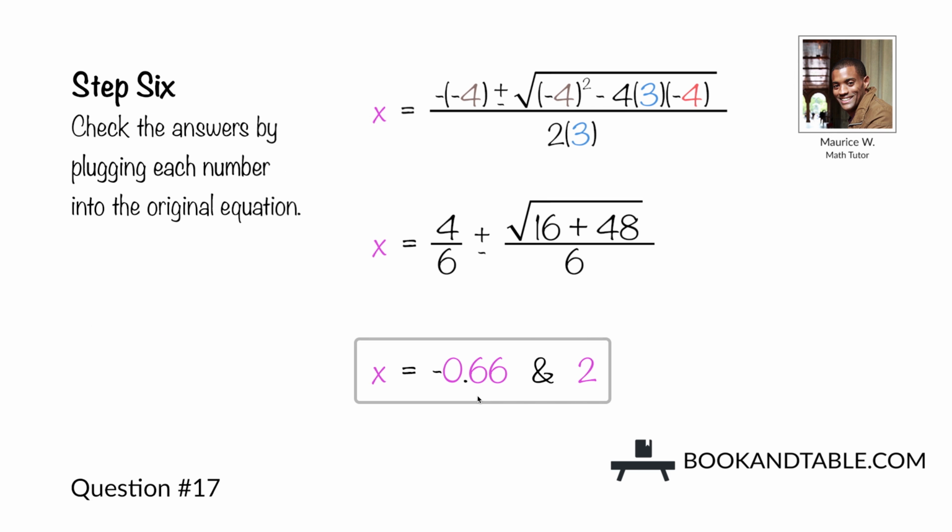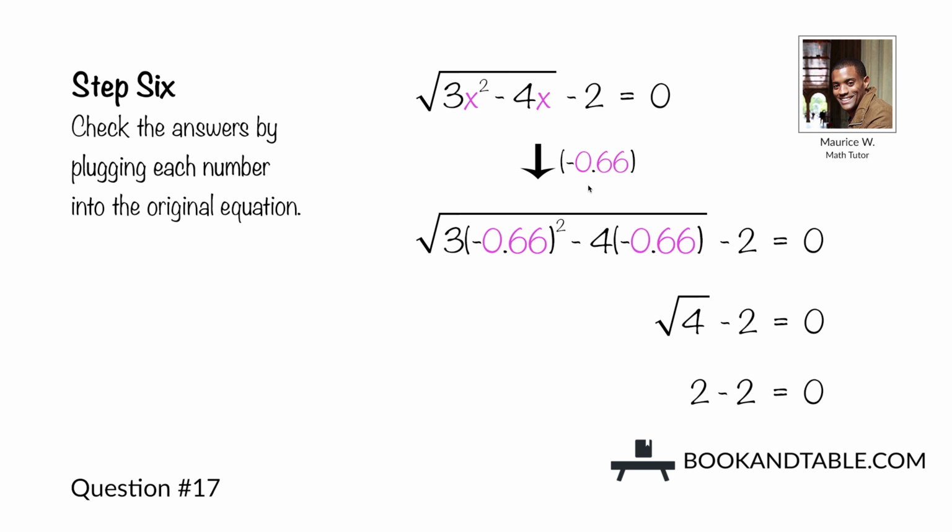And then the last step, check the answers by plugging each number into the original equation. So we'll first test negative 0.66. We plug in negative 0.66 in both places where we see x. We wind up getting 4 as our radicand here, and the square root of 4 is equal to 2. 2 minus 2 gives us 0, and 0 equaling 0 confirms that x does equal negative 2/3.